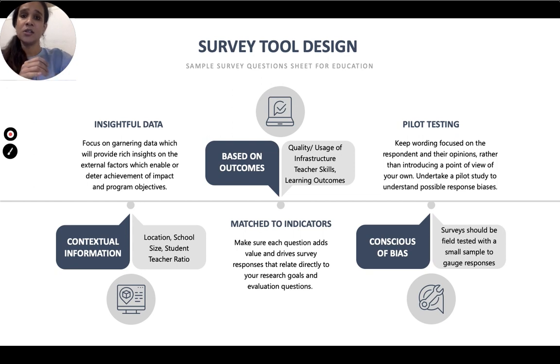Crucial is also pilot testing your tool, to understand response biases, to ensure that you're not asking leading questions, you're not putting words in your respondents' mouth, but basically to ensure that your questions are getting you the answers you want, and they are not with bias.